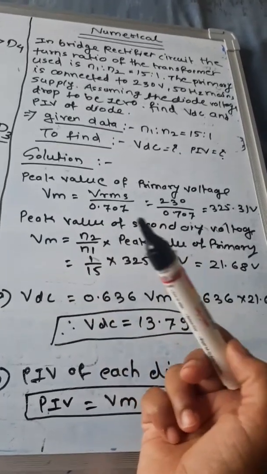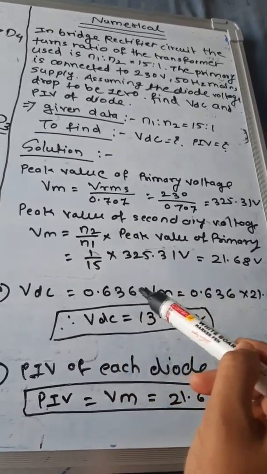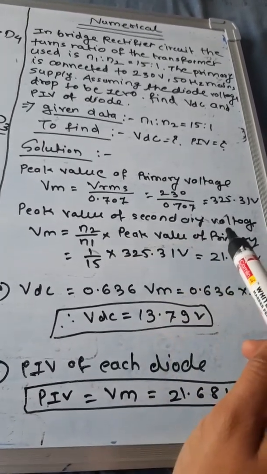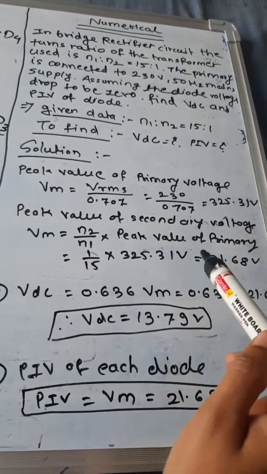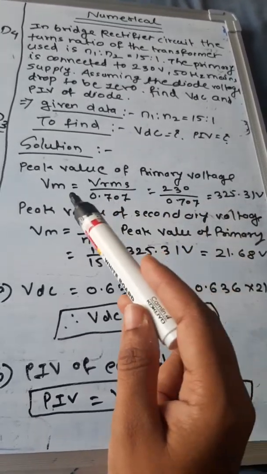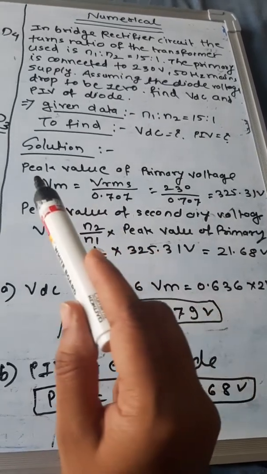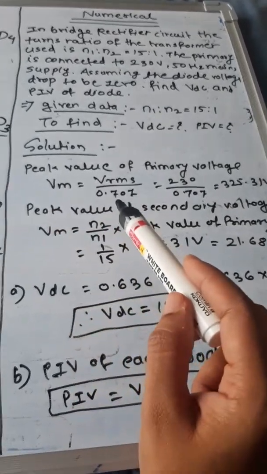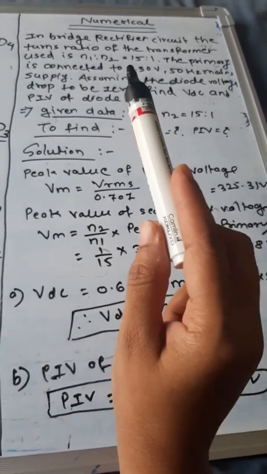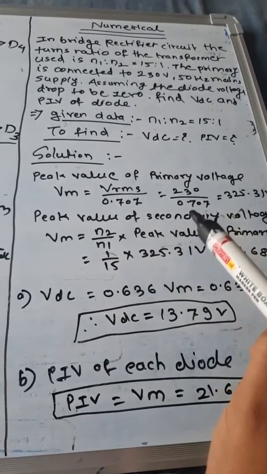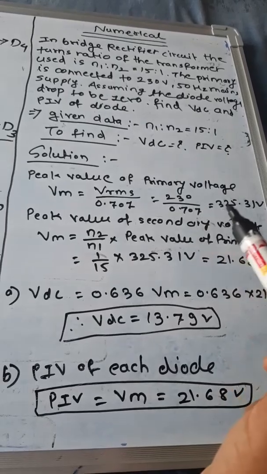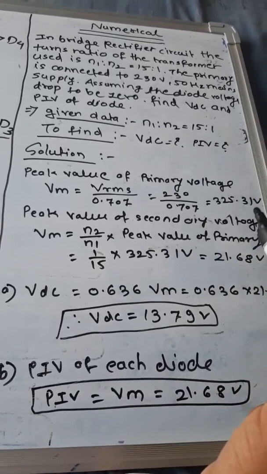Because what is the formula of VDC? It is 0.636 into Vm, and this Vm is always across the secondary voltage. But for secondary voltage we have to calculate the peak value of primary voltage. So Vm equals Vrms upon 0.707. Vrms is 230 volt, upon 0.707. The calculation will give the answer 325.31 volt.